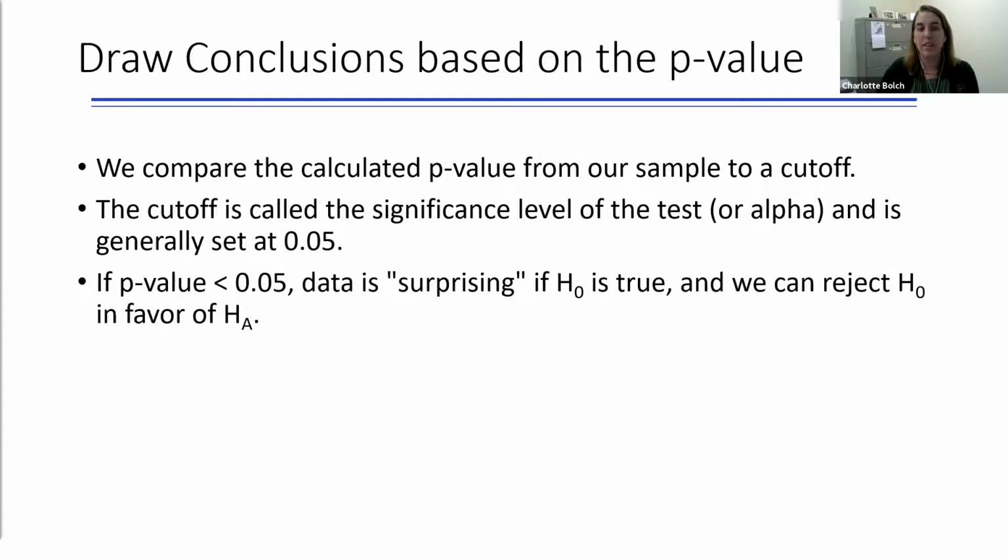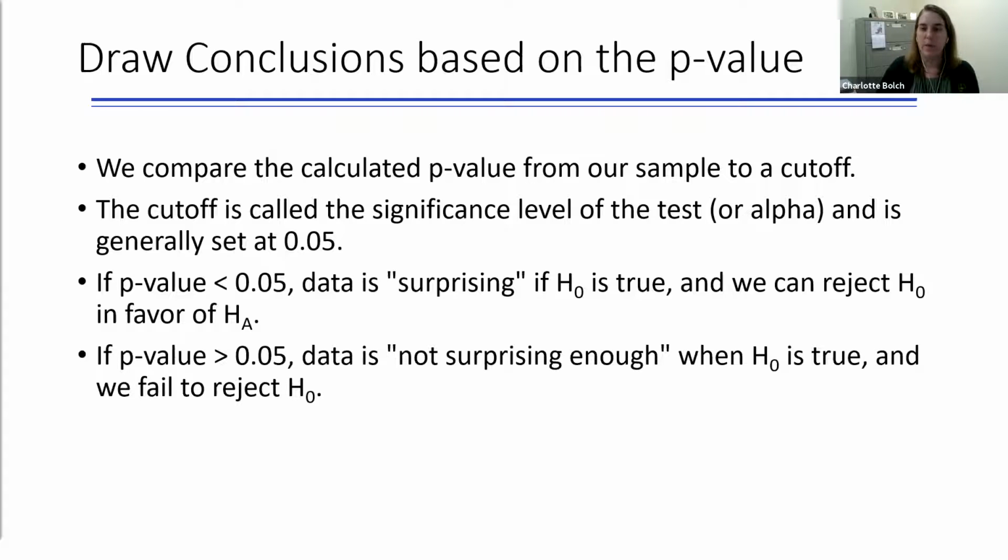So if our p-value is less than 0.05, the data is surprising if our null hypothesis is true. And so we can reject the null and are in favor of the alternative that we're seeking evidence about. However, if the p-value is greater than 0.05, the data is not surprising enough when our null hypothesis is true. And so we don't necessarily accept the null. We want to make sure that we just don't have enough evidence to reject the null.